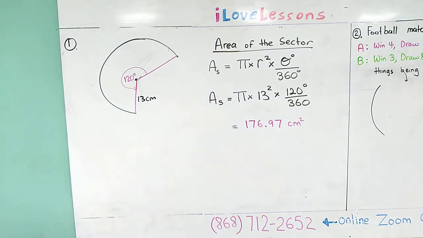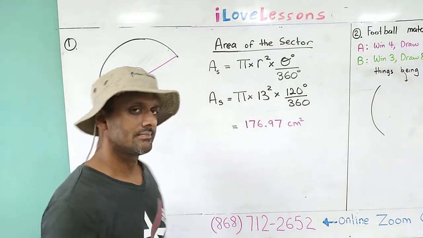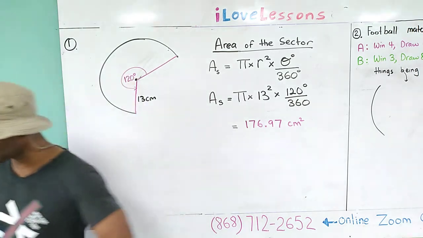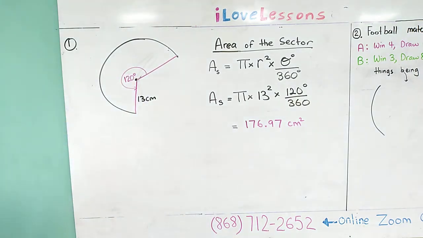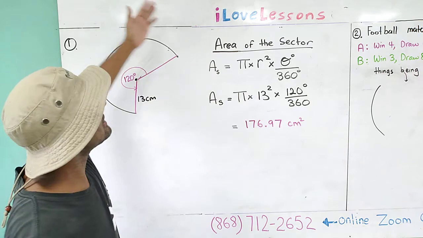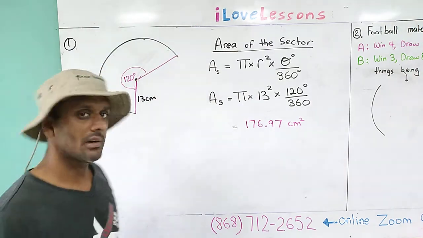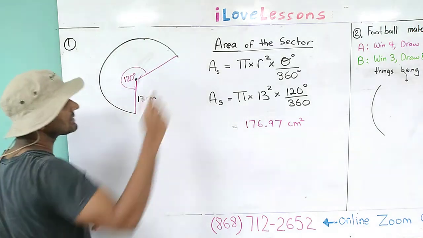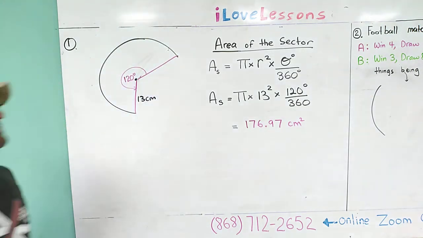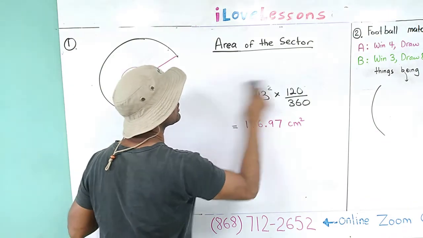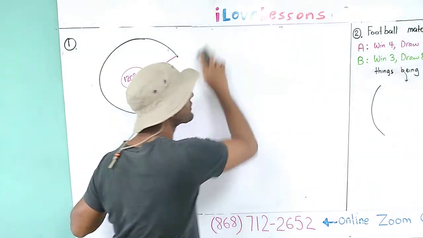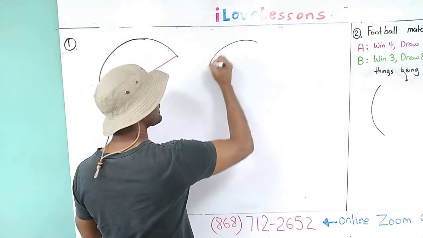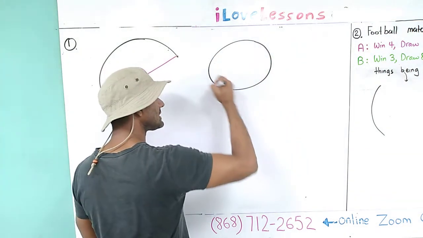Alright, so this is the area of a sector. Here's what I'm going to do now. I'm going to adjust this question. Let us find the perimeter of this shape now. Perimeter means the distance around the shape. So this is going to have to deal somehow with the circumference of a circle, partially. Remember, the circumference is the distance around the circle.